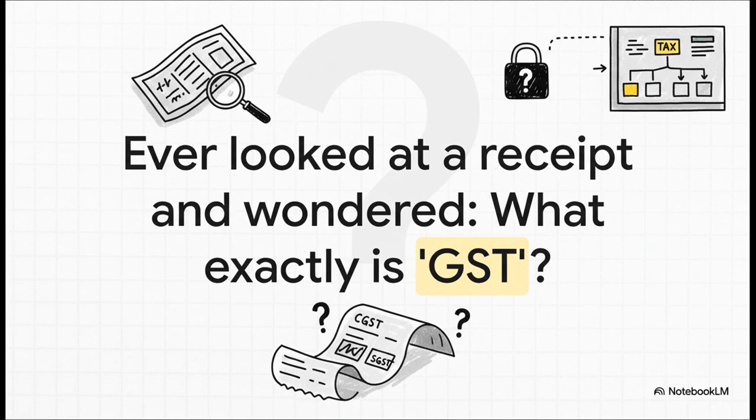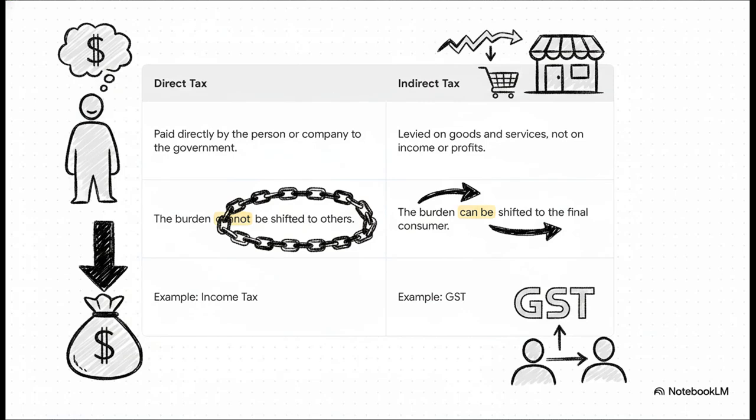So to really get what's going on, we first have to understand where GST even fits in the grand scheme of taxes. In India, you can basically think of taxes in two big buckets. First up, you've got direct taxes. Think of your income tax. As you can see here, that money goes straight from you to the government. You can't pass that burden on to someone else. But then there's the other bucket, indirect taxes. And that's where GST lives. Here, the burden can be shifted. The person paying the tax to the government isn't always the one who's actually footing the bill.